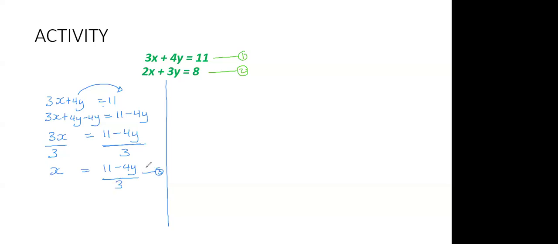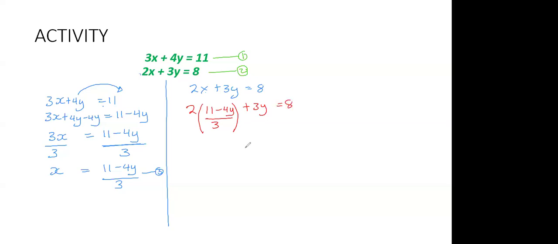Now, after getting that equation, I come to this one that I didn't use. Where there is x, I place in that. So I'm going to come here. I have 2x plus 3y is equal to 8. So where there is x here is where we are going to place. So now I'll say, this is 2, where there is x, all of our x is 11 minus 4y out of 3 plus 3y is equal to 8.